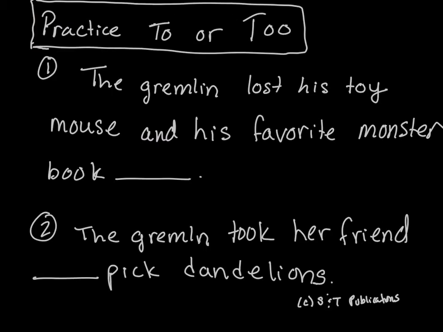Okay, so now I want you to practice. For the gremlin, I want you to put in TO or TOO. Number 1: The gremlin lost his toy mouse in his favorite monster book. Which one? And number 2: The gremlin took her friend to pick dandelions. Why don't you think about that and write it down? I'll give you about 15 seconds for each one.